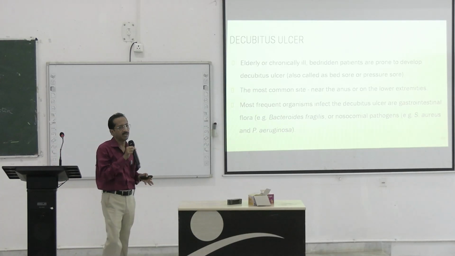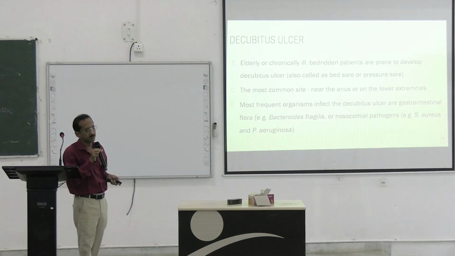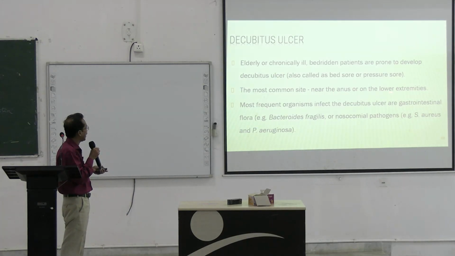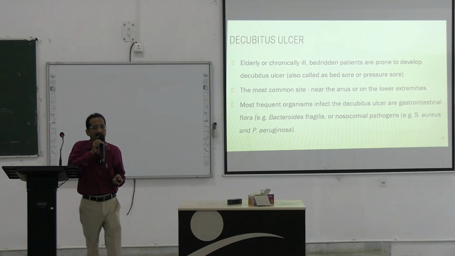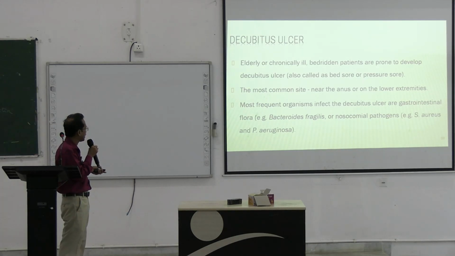Decubitus ulcer occurs in whom? CVA patients or those who lie in one place for long. These patients get decubitus ulcer, bedridden patients are prone to develop it. The most common site is lower extremity or sacral region. Most frequent organisms are GI organisms, Bacteroides fragilis, since it is in the low back area or sacral area near the anus. So GI anaerobic part is to be covered also for decubitus ulcer.